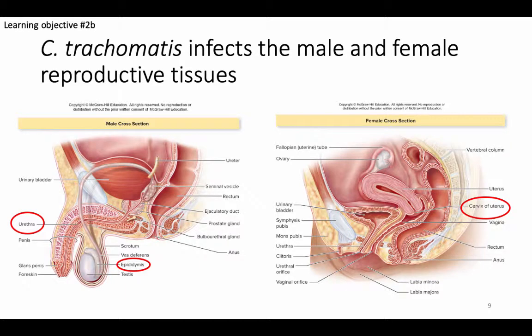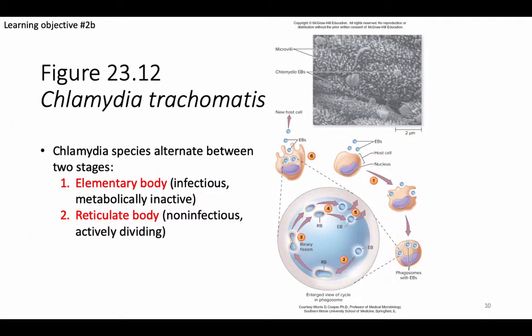So tissues infected in the male, we have the urethra and the epididymis, and in the female, we have the vagina and the cervix. The life cycle of Chlamydia trachomatis is very complex. Chlamydia trachomatis exists in 2 stages, the elementary body and the reticulate body. So the bacteria alternates between these 2 forms. The elementary body is an infectious particle, but it is metabolically inactive. So although it can infect new host cells, it's not able to do metabolism and divide. The reticulate body is non-infectious, but it is actively dividing.